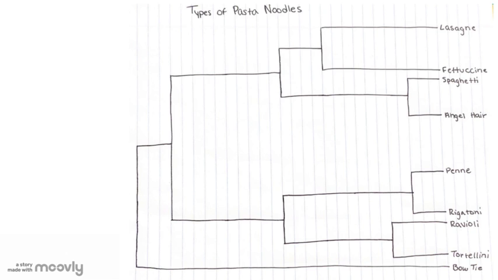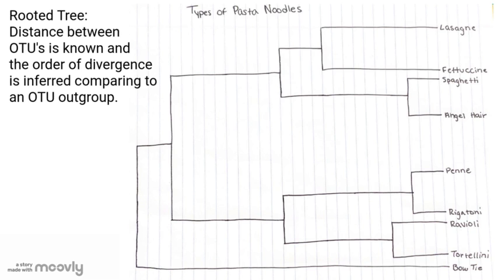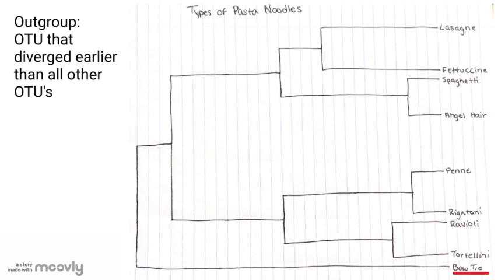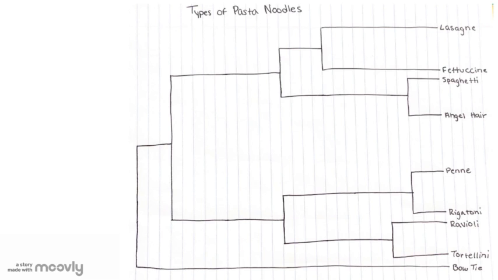of pasta noodle. This phylogenetic tree is a rooted tree, meaning the distance between the OTUs is known and the order of divergence is inferred by comparing to an OTU that is considered to be an outgroup. The outgroup in our example is the bow tie noodle. The outgroup represents an OTU that diverged earlier than all other OTUs.